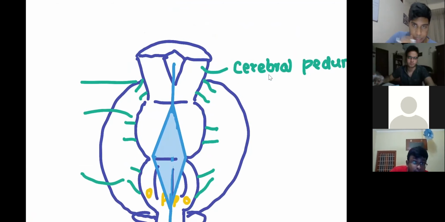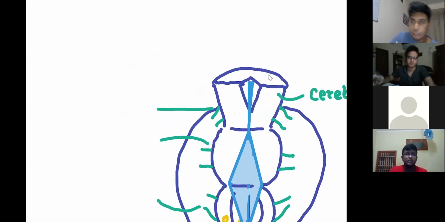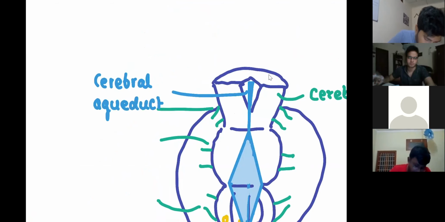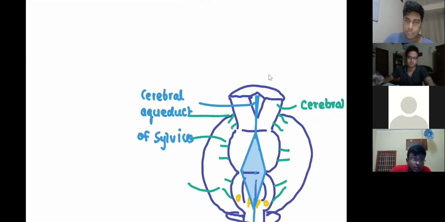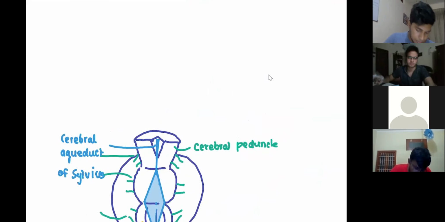And once you come to the midbrain area, it is called the cerebral aqueduct of Sylvius. You just remember it as cerebral aqueduct. If you want, you can write Sylvius. Okay, this is called the cerebral aqueduct of Sylvius. Just remember it as the cerebral aqueduct.